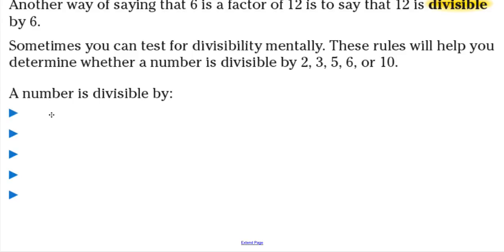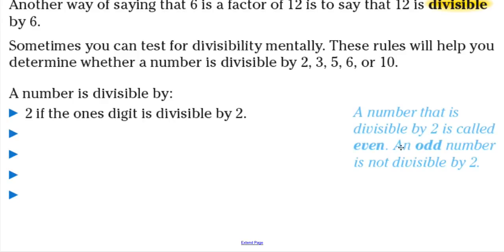A number is divisible by 2 if the ones digit is divisible by 2. Okay? Basically saying, if it is even, it is divisible by 2. And obviously an odd number is never divisible by 2. So if it's even, it's divisible by 2. If it's odd, it's not divisible by 2.